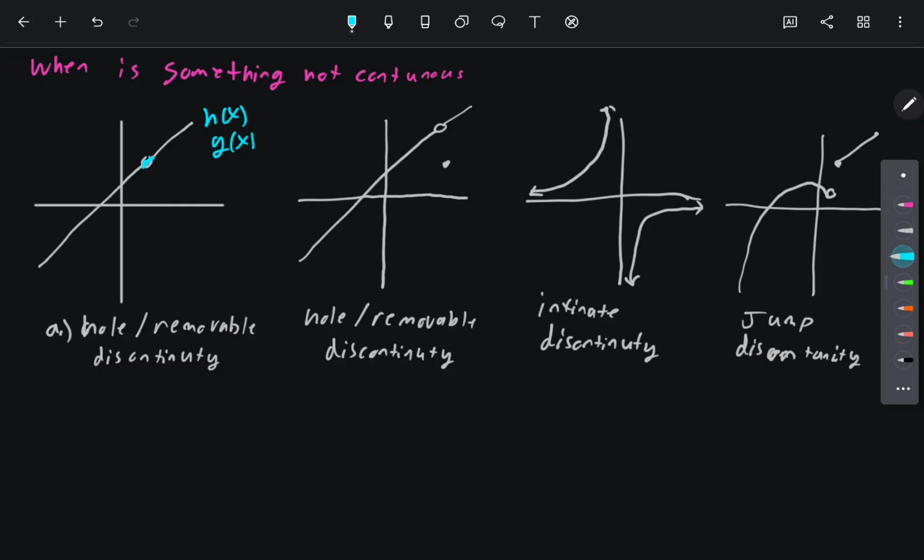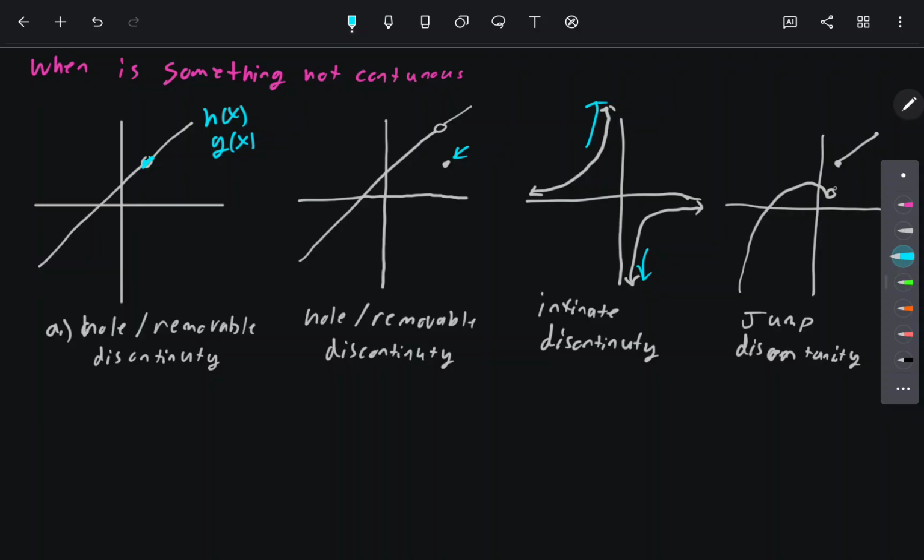Continuing on with our next example, this is another hole, or removable discontinuity, but it's defined at a different point. So in this case, h of x was undefined, but the limit existed. In this case, h is defined, and the limit does exist, but they're not equal. An infinite discontinuity is what happens whenever a function is going to approach an infinity at a certain point. A jump discontinuity is possible to fix, but it's incredibly difficult, so we won't be doing it.